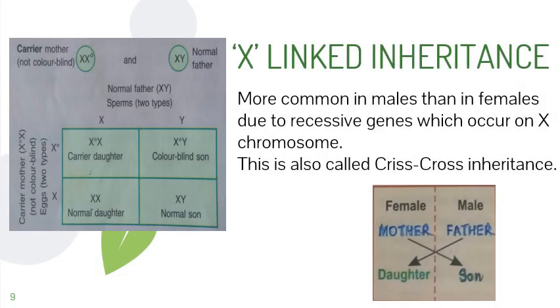Now let's study X-linked inheritance. Here the traits are more common in males than in females due to the recessive genes which occur on the X chromosome. This is also called criss-cross inheritance, as you find in this square. This male and female, mother and father, are crisscrossed, and from the father it gets into the daughter, and from the mother it can get into the son.